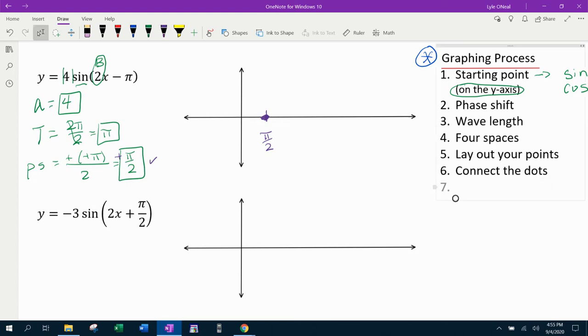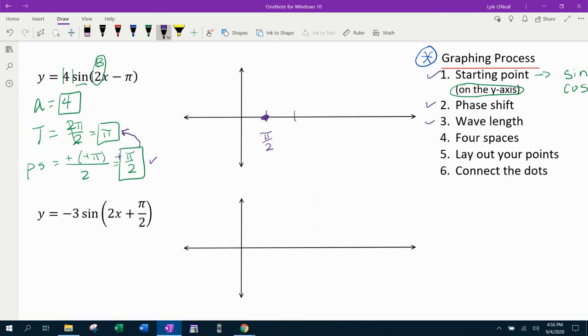So we've done the starting point, step number 1. Step number 2, we did the phase shift. We shifted the starting point over based on the phase shift. Step number 3 is the wavelength. And to figure out the end point where the wave is going to end, you always count by the phase shift to equal the period. So I would say how many pi over 2's make a whole pi? And that would be 2. 2 halves make a whole, and that's going to tell me how many spaces to go.